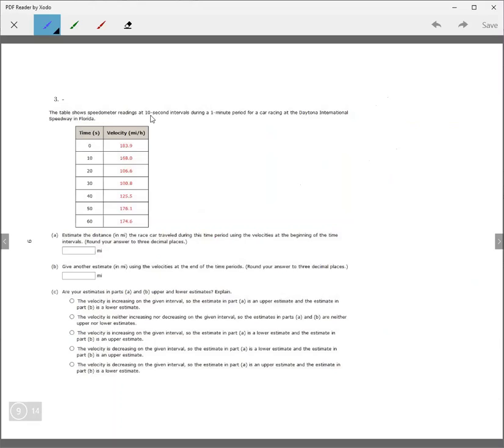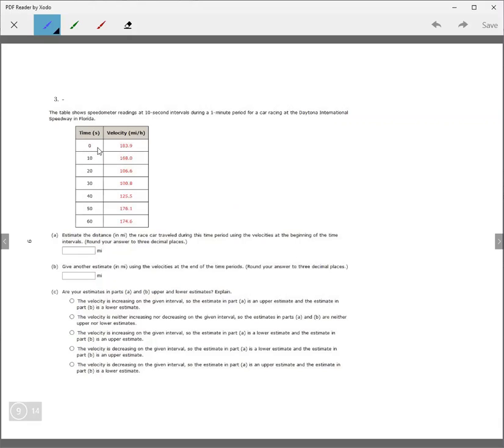Here you have speedometer readings at 10-second intervals during a 1-minute period for a car race in the Daytona International Speedway in Florida. So at these different times, the velocity was recorded from the speedometer. Part A: estimate the distance in miles the car traveled during this time period using the velocities at the beginning of the time intervals. These velocities are in miles per hour, and we want to find how many miles. So that's good, they're at least the same kind of units. But these times here are in seconds.